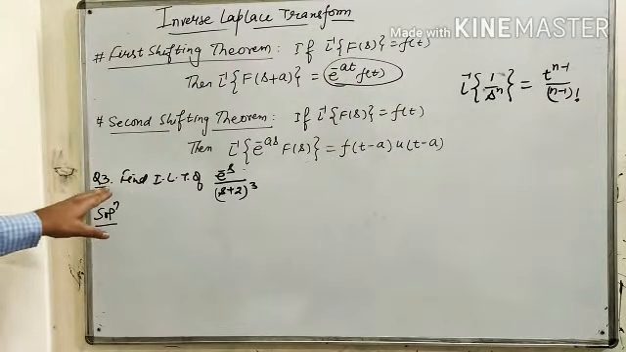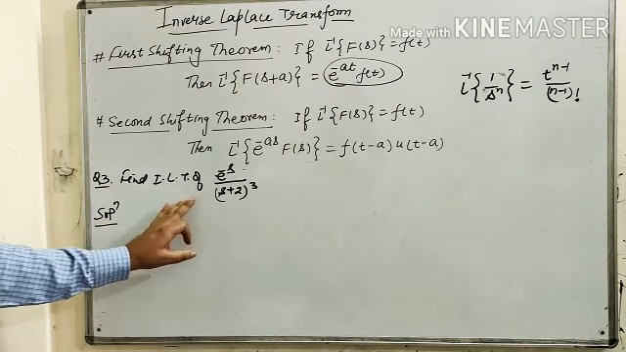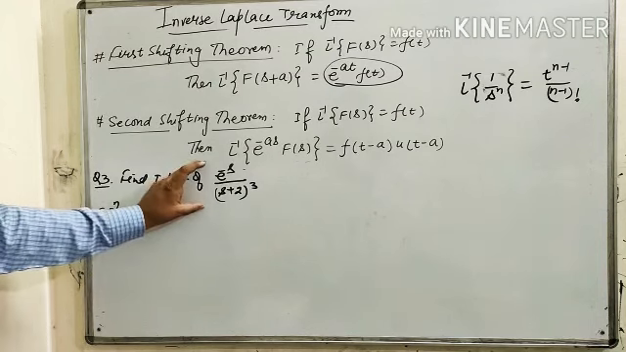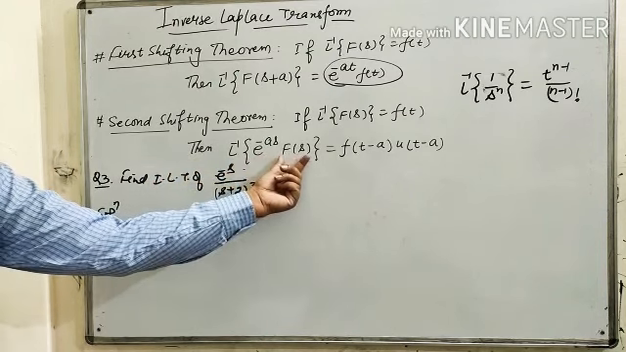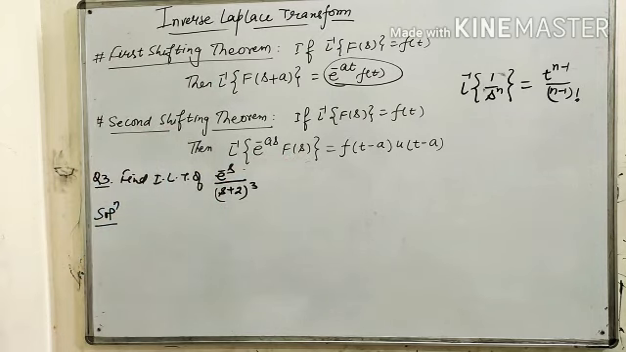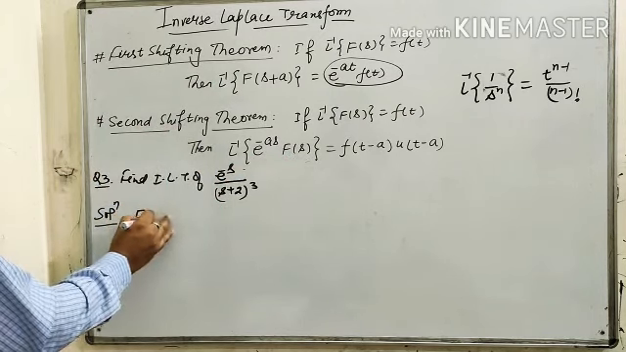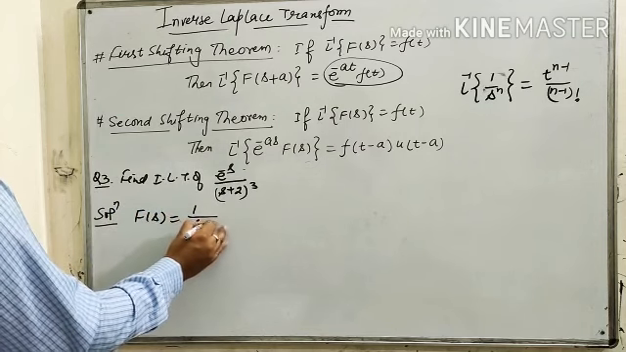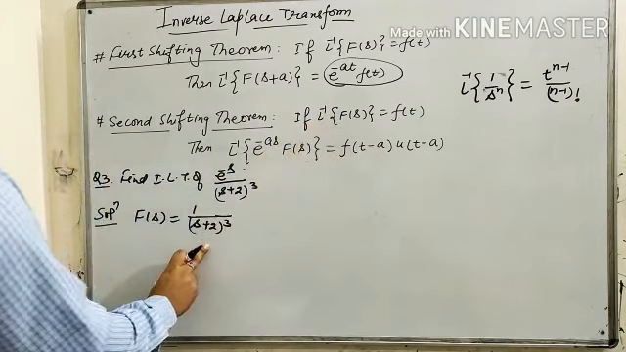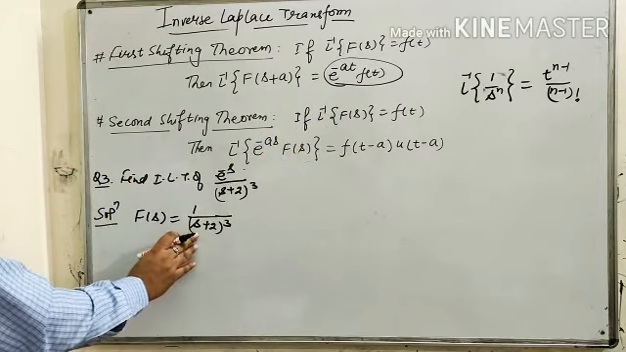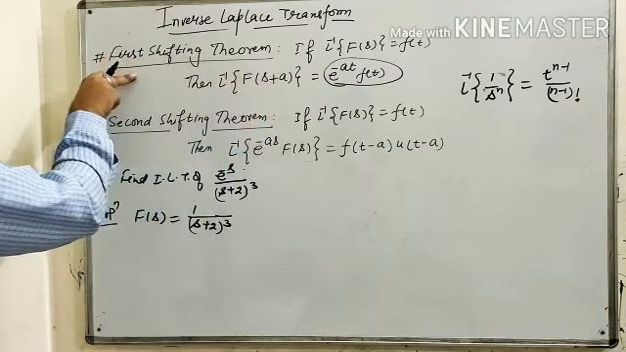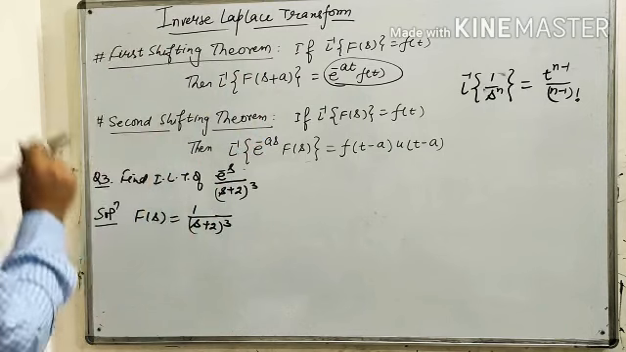So this is question number 3. Find inverse Laplace transformation of e^(-s) upon (s+2)^3. So this is in the form of e^(-as) into F(s). That is, this is the problem of second shifting theorem. So for this we have to identify F(s). So what is F(s)? 1 upon (s+2)^3. So first we have to find the inverse Laplace of this particular function. This is in the form of F(s+a). So first we have to apply first shifting theorem, then apply second shifting theorem.